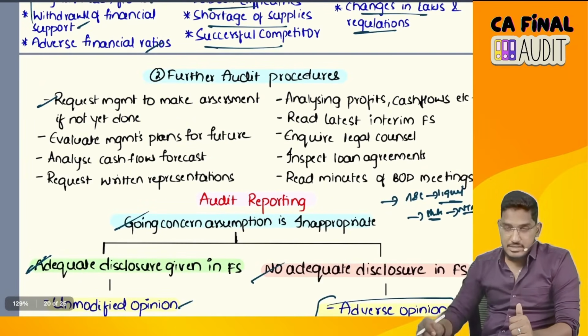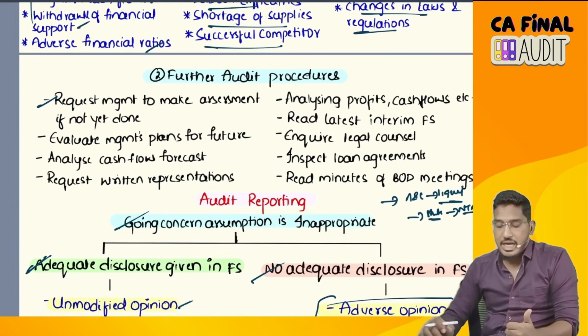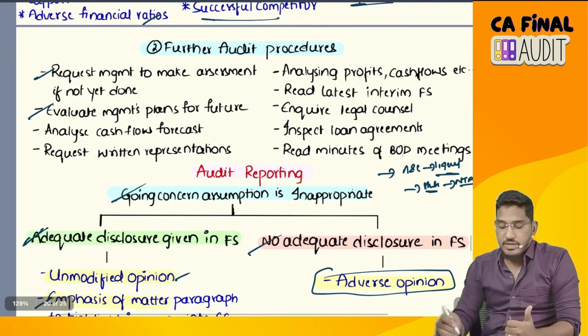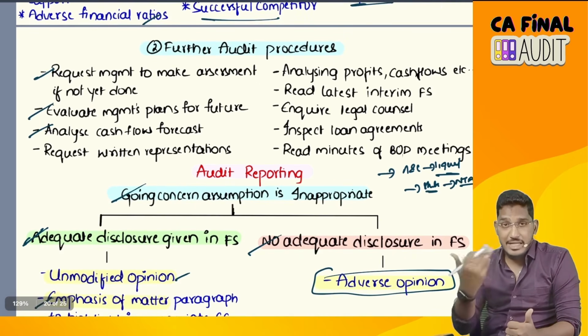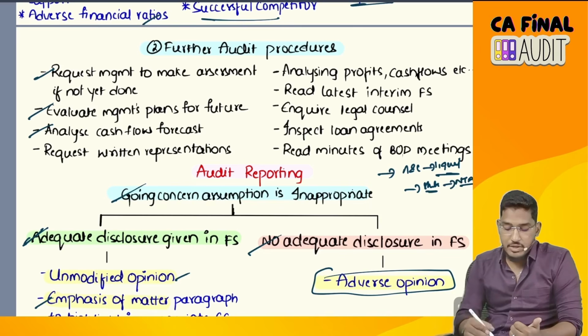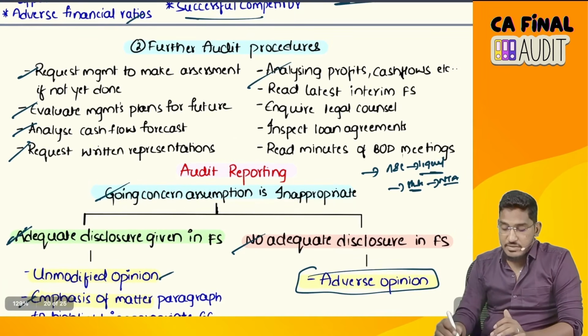Request the management to make the assessment, if not yet done. If the management has not yet made an assessment regarding going concern, ask the management to do the assessment. Sit with the management, discuss what their plans for the future are, and analyze the cash flow forecast. Generally they will prepare the forecast; analyze that cash flow forecast, what assumptions they have used, and whether those assumptions are appropriate or not. Request written representation, then analyze the profits, cash flows, etc.